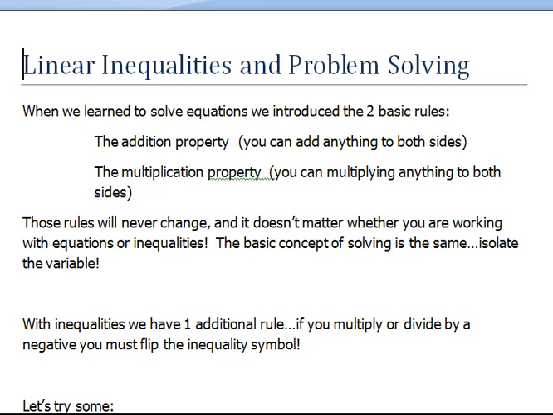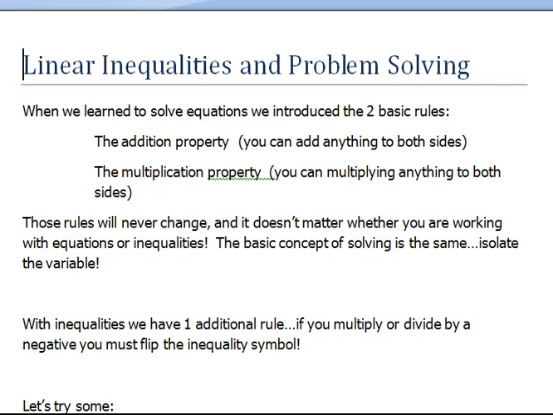In this section, we're going to be talking not about equalities or equations that we have been working with. Instead, we're going to be talking about linear inequalities. Those are the things where you see the less than or equal to symbol, the greater than or equal to symbol, just plain less than, or just plain greater than. Those symbols are inequality symbols, and that's what we're going to be working with.